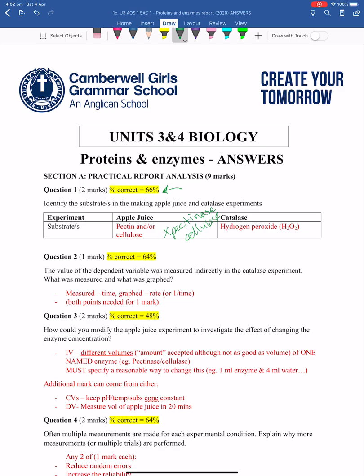So that one was probably a little bit less well answered than the second one, which was all to do with hydrogen peroxide being the substrate to the second one there.